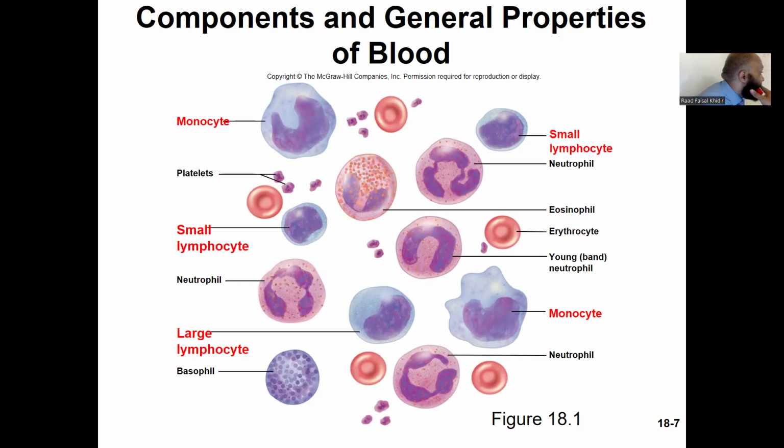It's going to differentiate into what? Macrophage. So the monocyte is going to differentiate into macrophages. Are we clear? Macrophages. Are we clear?